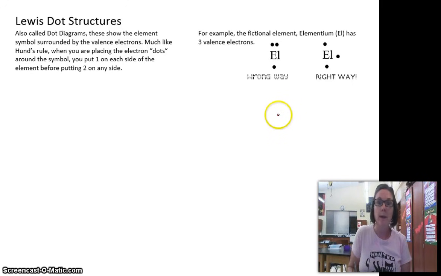So there's a right way and a wrong way to do it. For pretty much every element, it's wrong to put 2 electron dots on the same side of a symbol before putting 1 on every side. It's similar to Hund's rule, but slightly different. So this would be wrong, to put 2 dots on one side and then only 1 dot on the other side. What we should do instead is spread those dots out with 1 here, and 1 here.